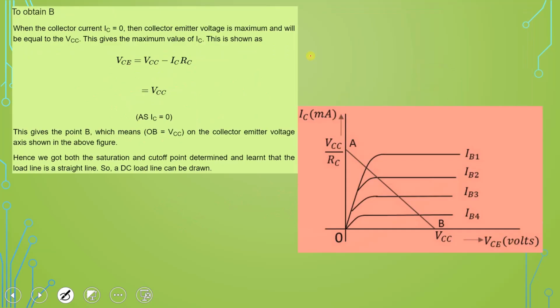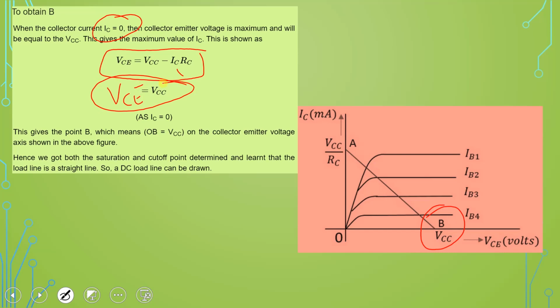Now next we will find how we are getting this B point. When the collector current, now look at this, here on the x-axis the collector current is 0, the collector emitter voltage is maximum and will be equal to VCC. How? We put in this value, VCE is equal to VCC minus IC RC. Now we said that IC is equal to 0. We put it equal to 0 and we will get VCE equals VCC. So this gives us the B point.